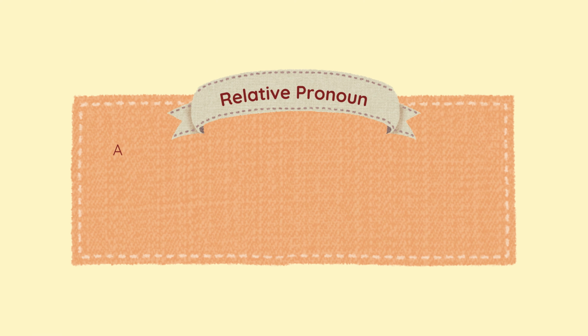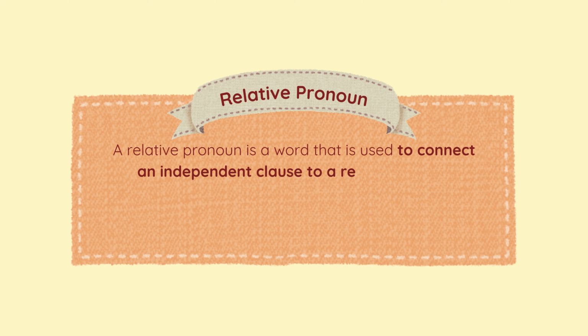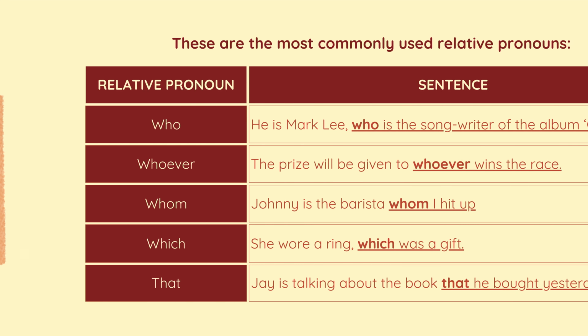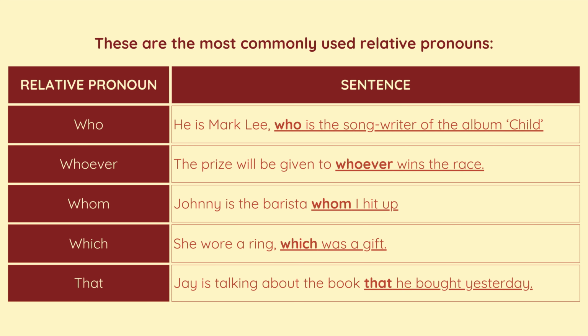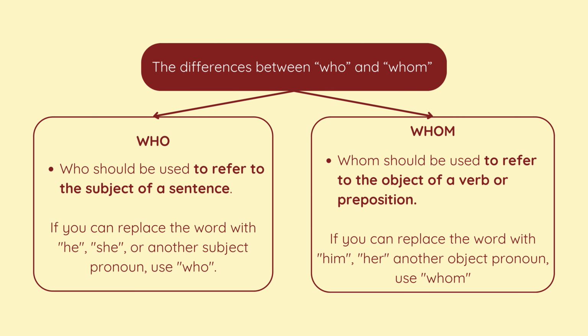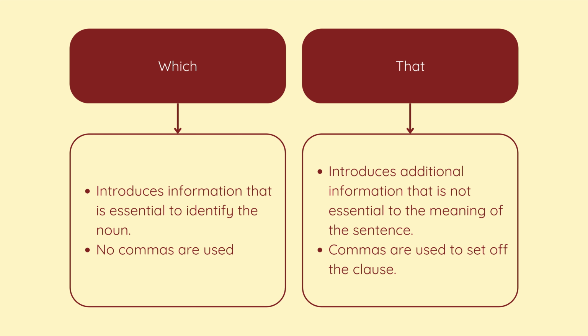Now, moving on. A relative pronoun is a word that is used to connect an independent clause to a relative clause. Sometimes it also acts as the subject or object of the relative clause, so we do not repeat the subject or object. These are the most commonly used relative pronouns. Now let's look into the common confusion. First, don't be confused on how to use who and whom. Second, which and that are also confusing sometimes.